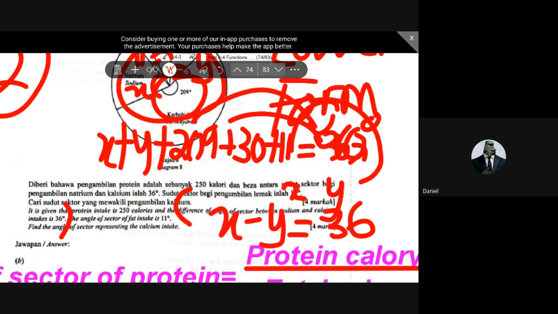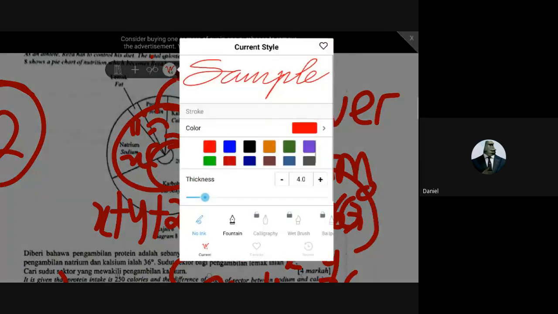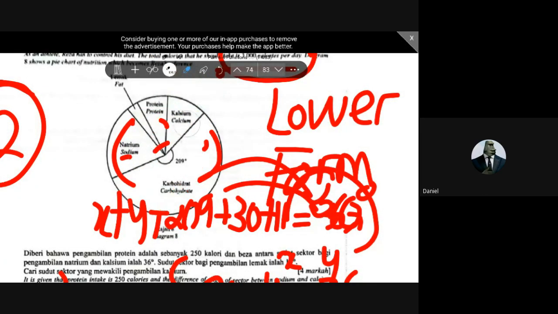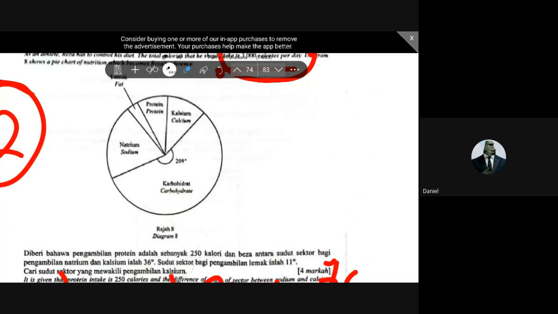From the start, okay. So first of all, this question, you need to know that kamu kena bentuk dua persamaan linear. You need to form two linear equations because they want to know what is the sudut here. Mereka nak tahu sudut ni berapa. Okay, so we will make an assumption. X represents the angle of sodium, Y represents the angle of calcium. X tu mewakili sudut bagi sektor sodium, Y tu mewakili sudut bagi sektor calcium.